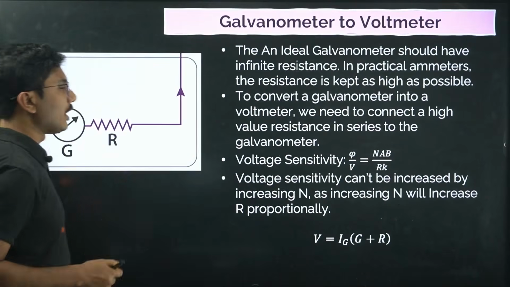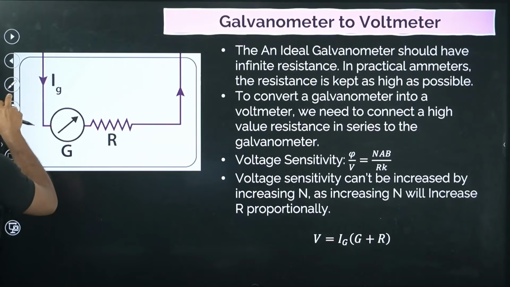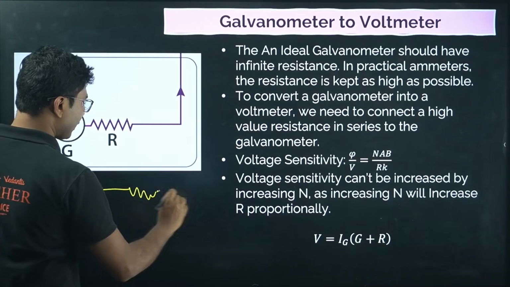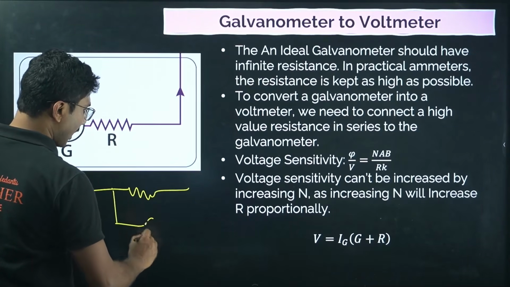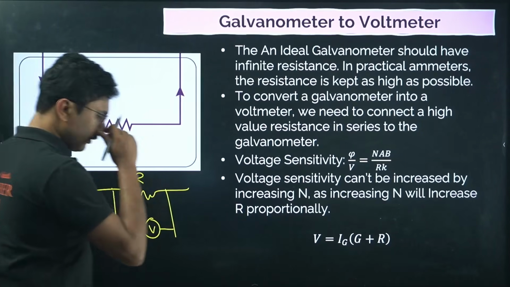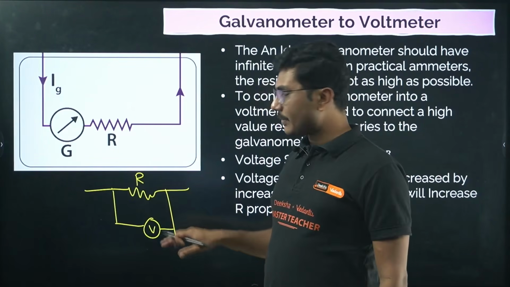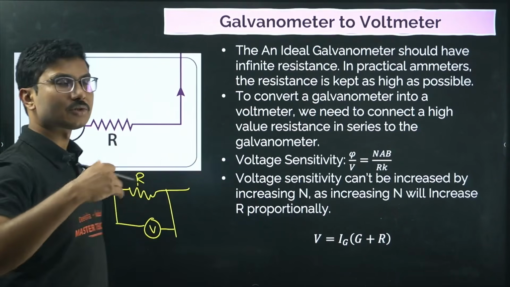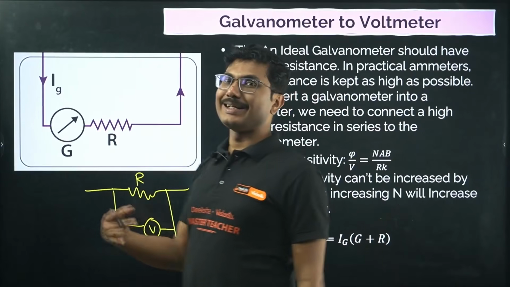Now let's move on to the next application, that is galvanometer to voltmeter. A voltmeter, unlike an ammeter, is connected in parallel because we are trying to measure the voltage, and voltage is constant in a parallel combination. So that's why voltmeters are connected in parallel with the resistance. Now when you connect something in parallel, if the voltmeter has a very low resistance, then this combination will have a much smaller resistance.